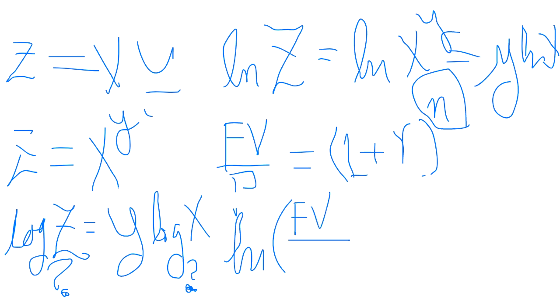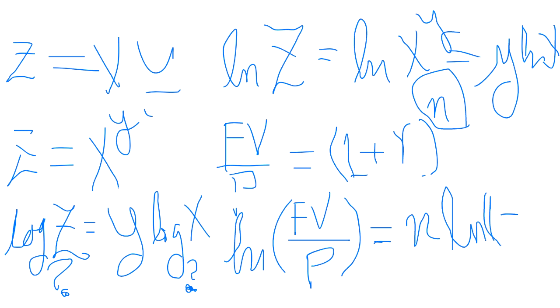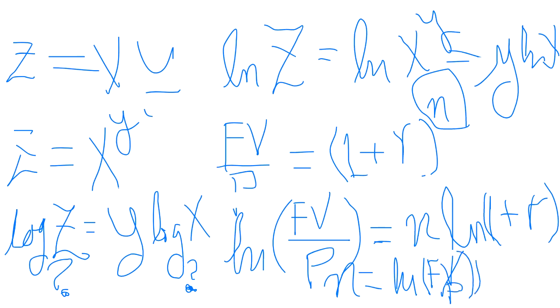Okay, so we come to the natural log of FV over P, and then N times the natural log of 1 plus R. Okay, then solving for N. If you want to solve for N, what do you need to do? You divide the natural log of FV over P by the natural log of 1 plus R, right? Okay, hence we arrive at that formula.